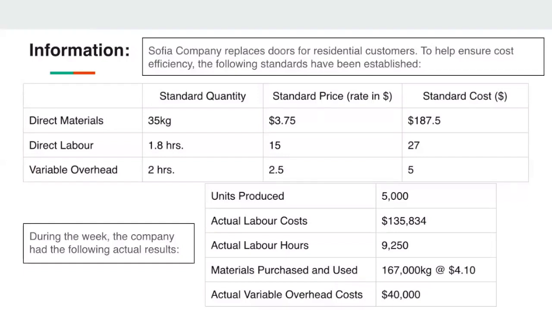During the week, the company had the following actual results. So you have units produced, actual labor costs, actual labor hours, materials purchased and used, and actual variable overhead costs. It is recommended for you to pause the video and jot down the amounts on a piece of paper to make it easier to follow along during the video.